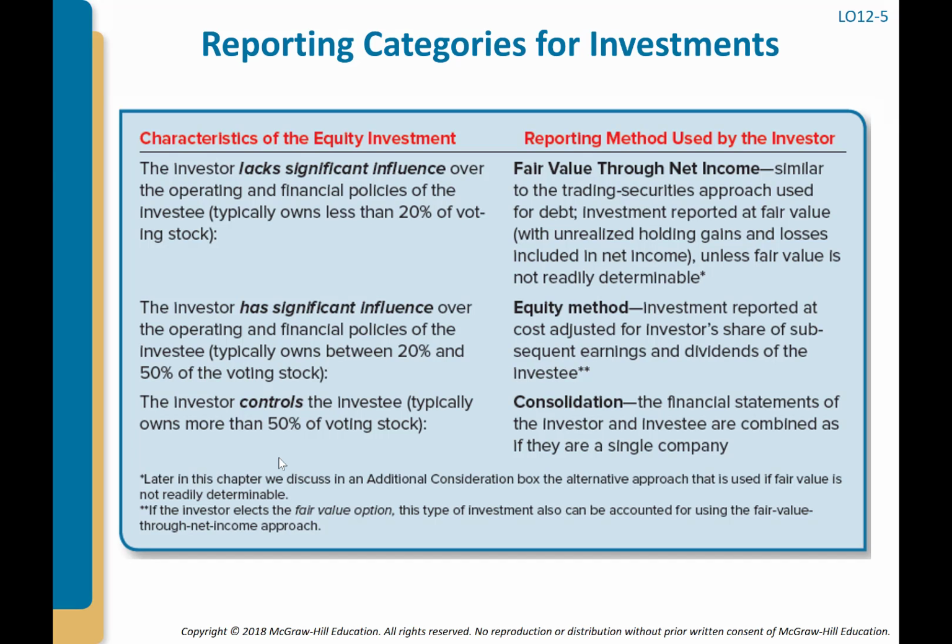And then if you go past 50%, 50.000001, whatever, then you should consolidate the financial statements of the parent, the investor, and the investee. And when you consolidate the statements, you treat them as though they are one company. Okay? Comment on this slide.